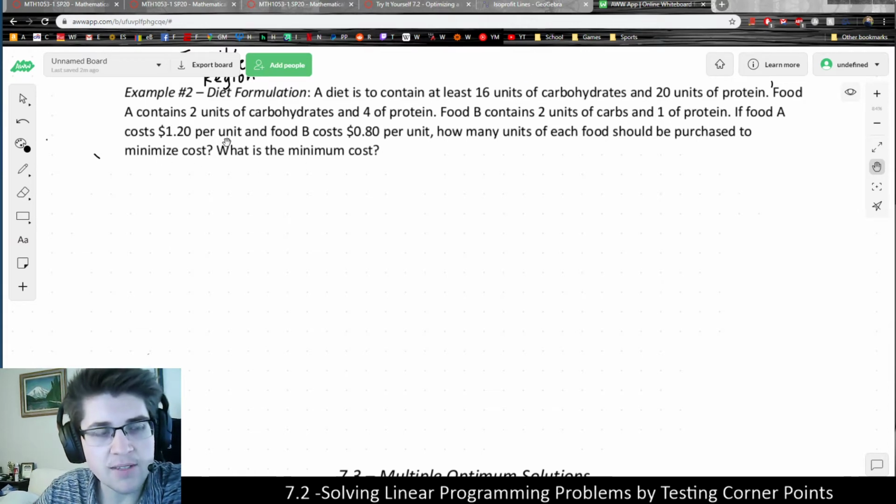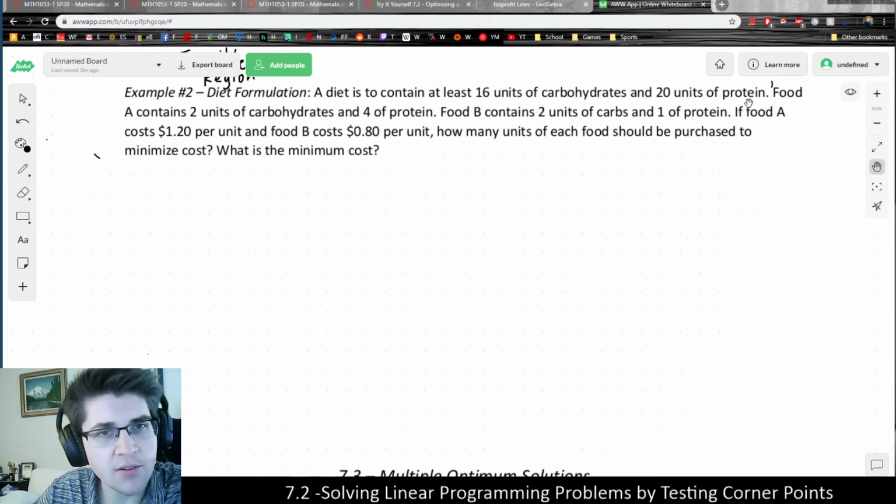So we have a series of constraints, and really the constraints are what are listed above, basically that we need to have at least 16 units of carbs and 20 units of protein. As I read those, I'm thinking to myself, these are inequalities. And when I'm looking at food A and food B containing certain amounts, we know that each of those, when combined, would contribute to the carbohydrates and the protein, and those could be used to write inequalities.